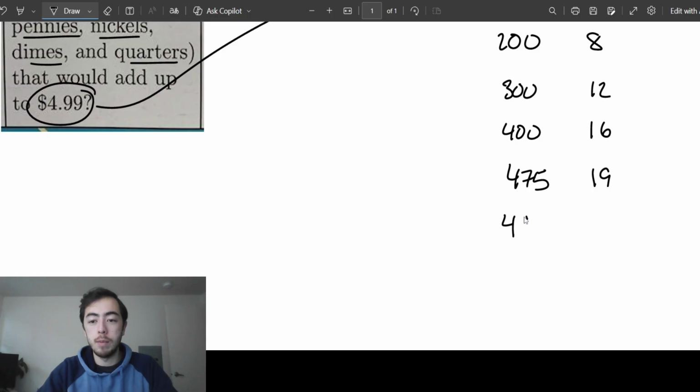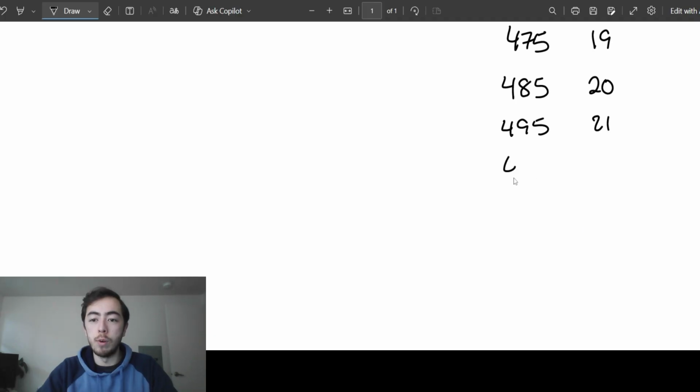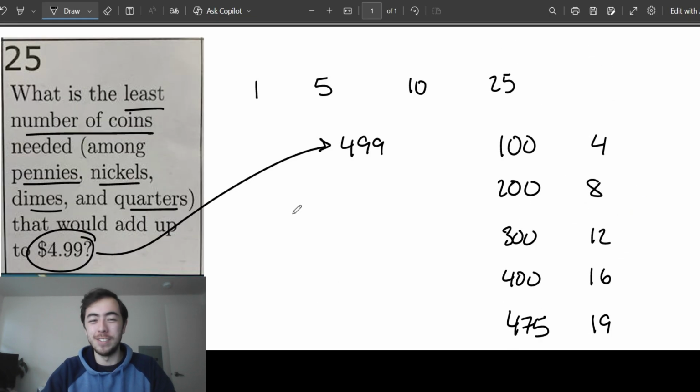Now my plan is just to add some dimes until I can no longer. So we can add a dime, that's 485. We can add another dime, that's 495. So that was 20 coins and then 21 coins. And then finally, our last 4 pennies lets us get to 499 cents or $4.99. And that will increase our coin total by 4, getting 25. So there's our answer for the day.